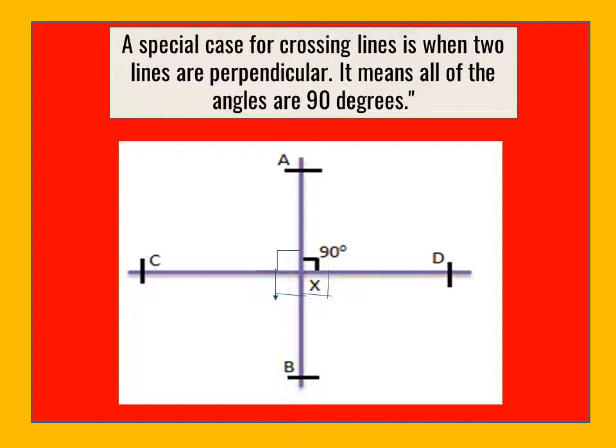Special case for crossing lines is when two lines are perpendicular. It means all of the angles are 90 degrees. AD is 90 degrees, BD is 90 degrees, BC is 90 degrees, and AC is 90 degrees.